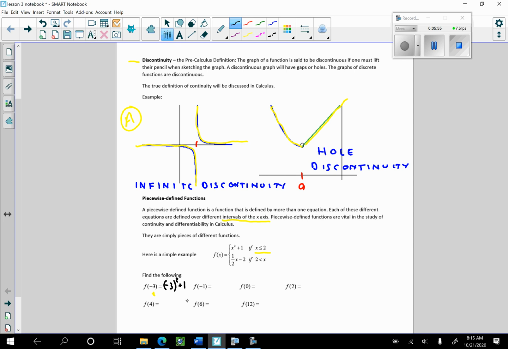Maybe I can fit it in there, which is 10. So f of negative 3 is 10. So we can put these points over here. So this is negative 3, 10. That's a point on the function.